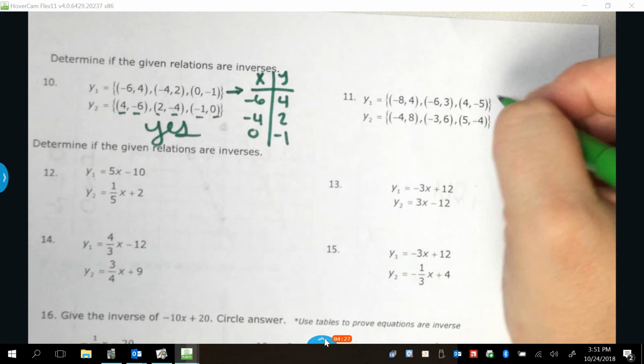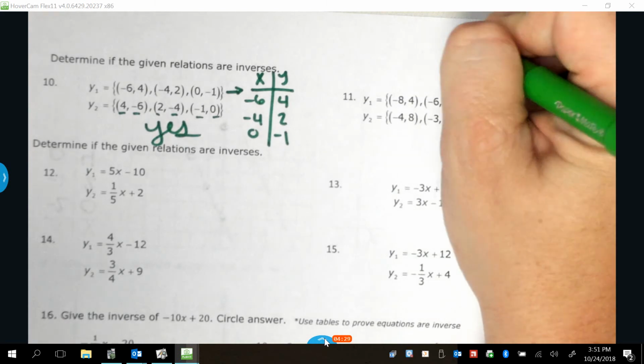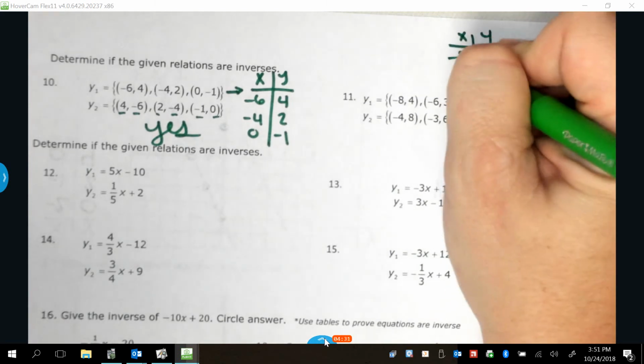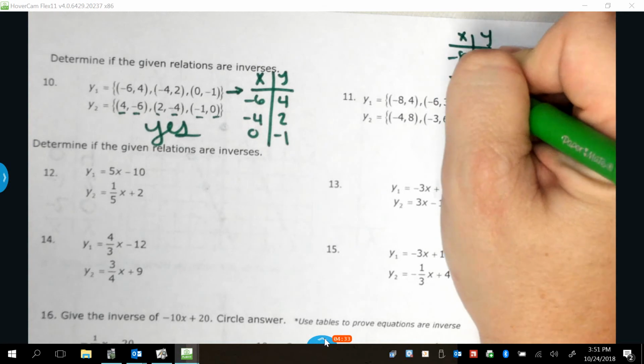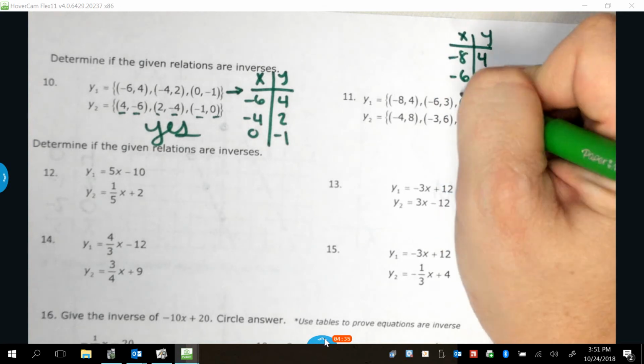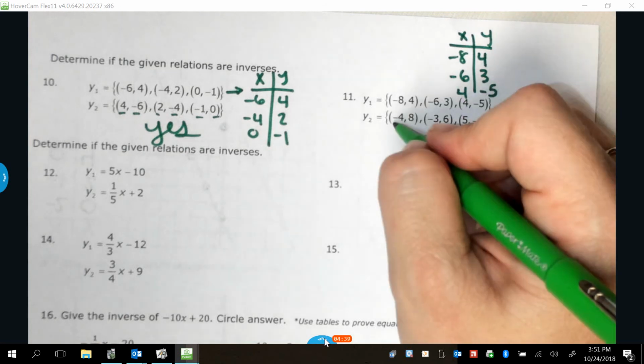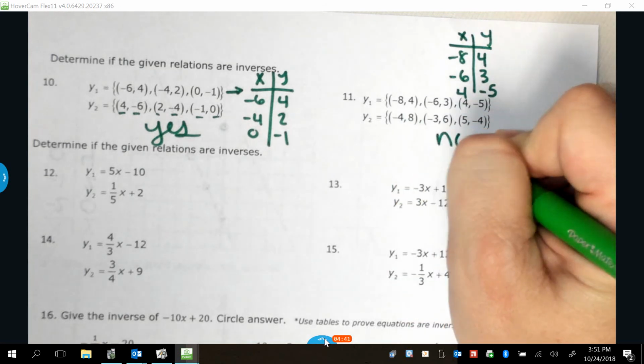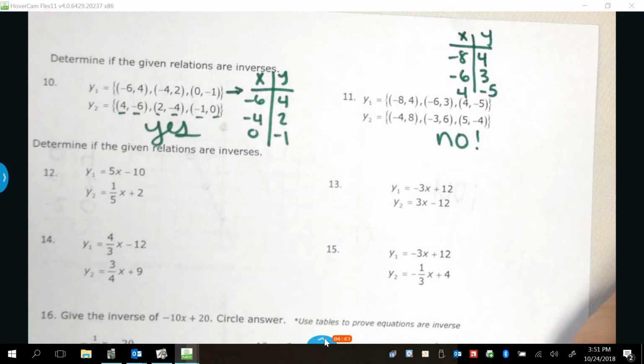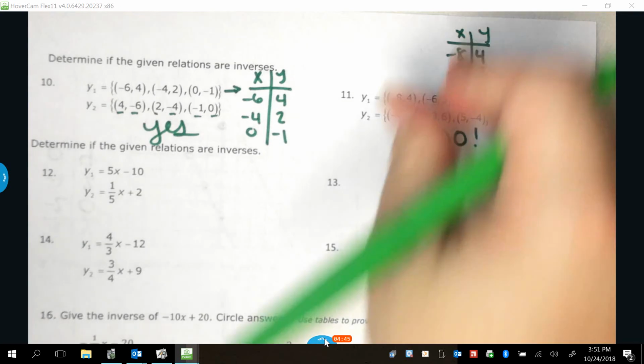So looking at number 11, this is negative 8, 4, negative 6, 3, 4, negative 5. So I should see 4, negative 8. This is negative 4, negative 8. So this is no. Right away, I see that the first point doesn't match. So I know it's not an inverse.